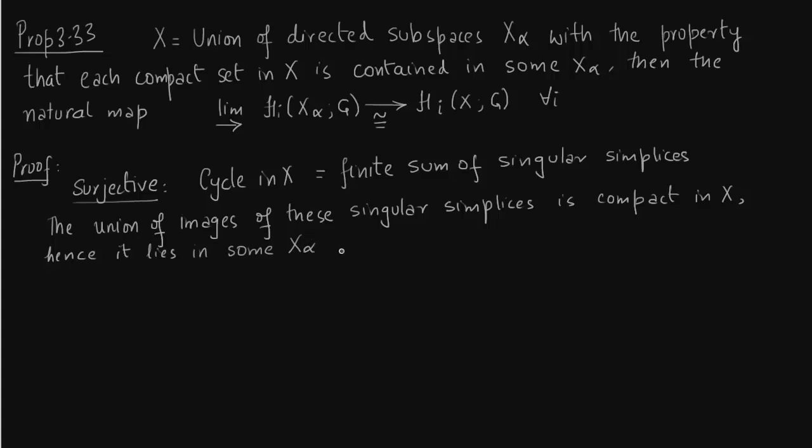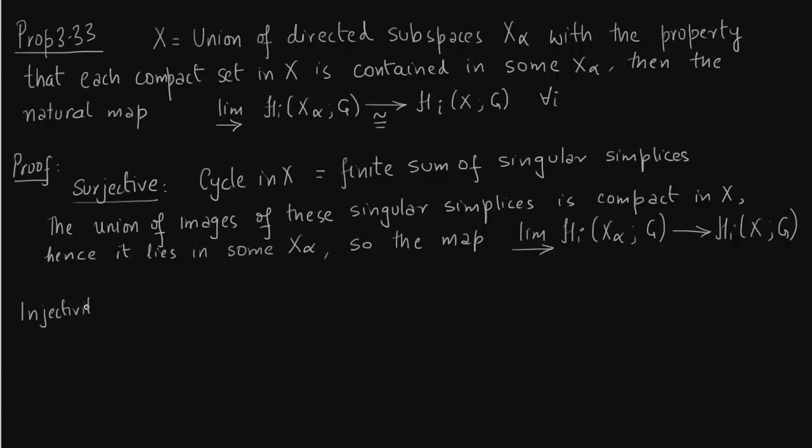So we are just writing this down. Similarly, this goes for injectivity. So thus this map is surjective. The direct limit to homology groups is surjective. Now we want to talk about injectivity.